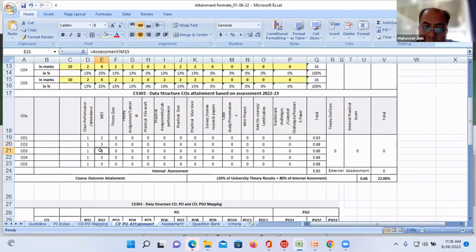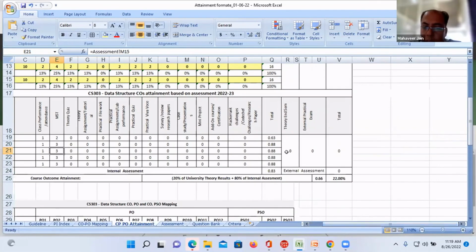Okay. So likewise, I have achieved the CO3 target. So CO3 is getting the 3. When I conducted the MST, I had targeted the achievement of my course outcome 3. So that is the significance of this mapping. It will be automatically decided when you put your numbers of assessment methods in that sheet, and that is automatically converted over here into 1, 2, 3.